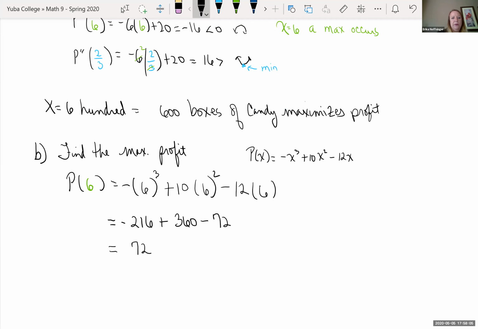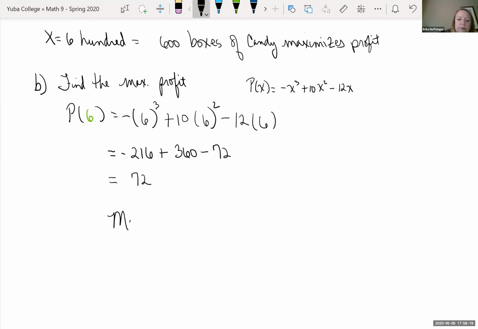Okay, so going back and reading what it told us, P of X was in tens of dollars. So the maximum profit, we're going to have 72 times 10, so the maximum profit would be $720.